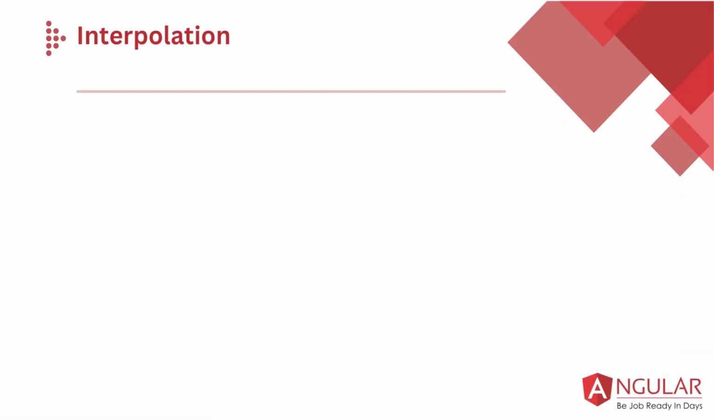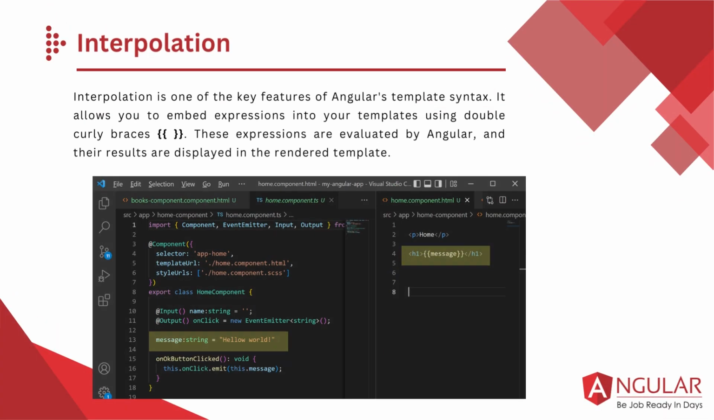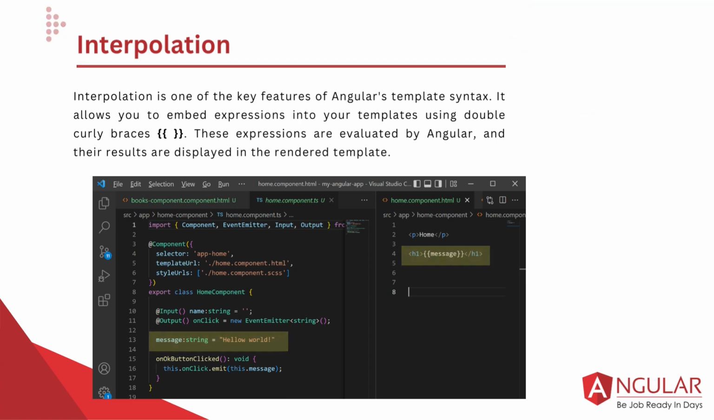2. Interpolation. Interpolation is a type of data binding that allows you to embed expressions into your templates using double curly braces. The expressions are evaluated by Angular, and their results are dynamically displayed in the rendered template.